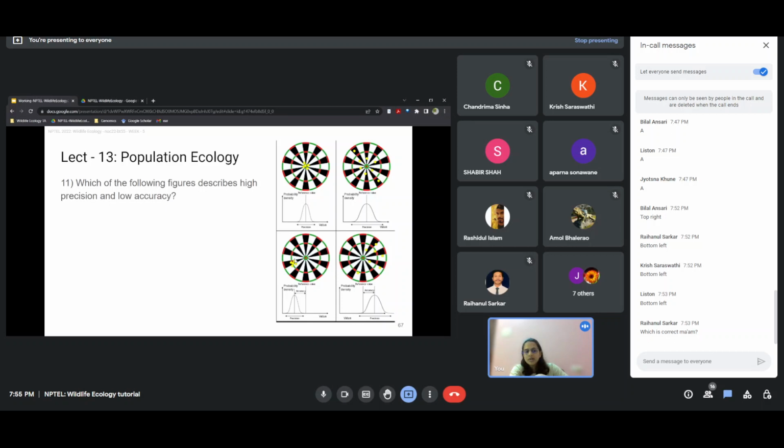But out here, my precision is excellent, because I have all my points in one place, but my accuracy is totally off the center. So I have low accuracy here. I'm not close to the actual target, but I'm very precise in my shots. And out here, there is low precision and low accuracy. So I'm off target and my shots are not clustered either. All right.